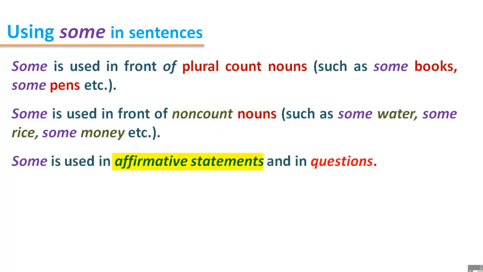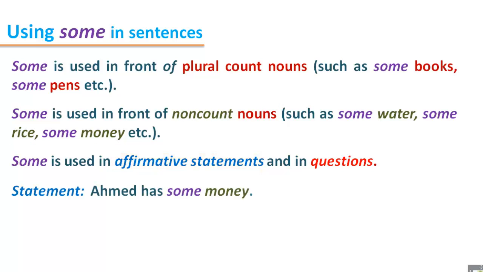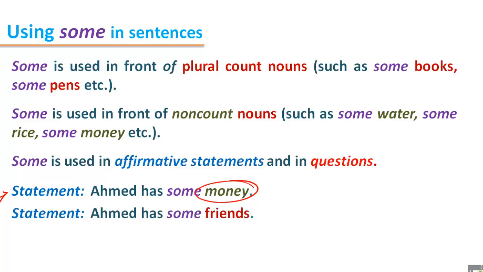Some is used in affirmative statements and in questions, such as statement. Ahmed has some money. Money here is a non-count noun and we put some before money. Another statement. Ahmed has some friends. And in this statement we can find friend is a countable noun. We can count the number of friends. So, some friends. We can use some before such kind of nouns.